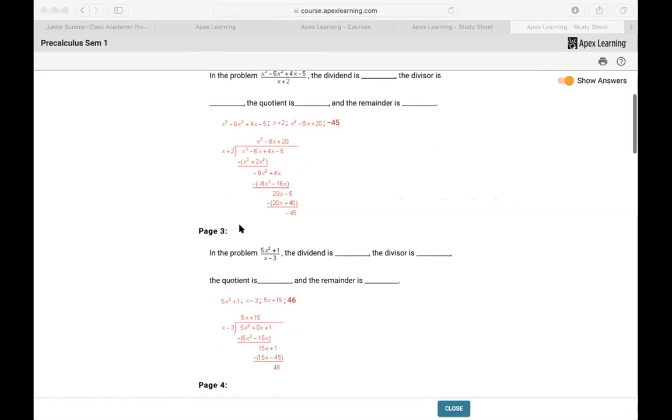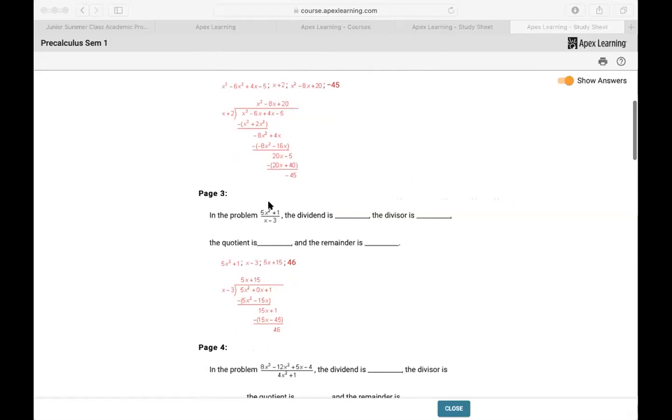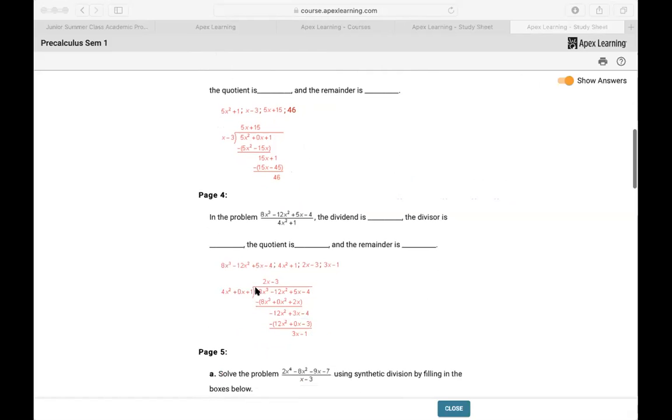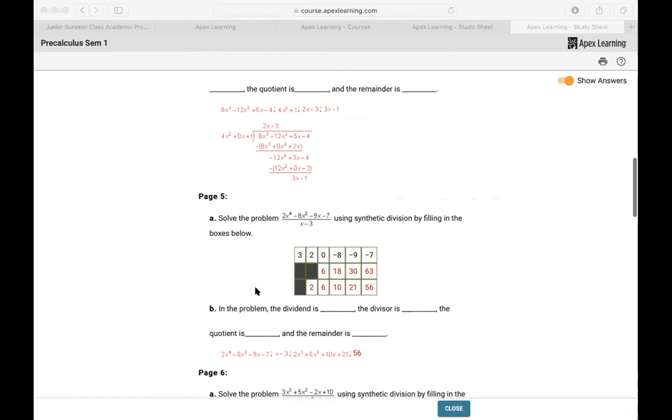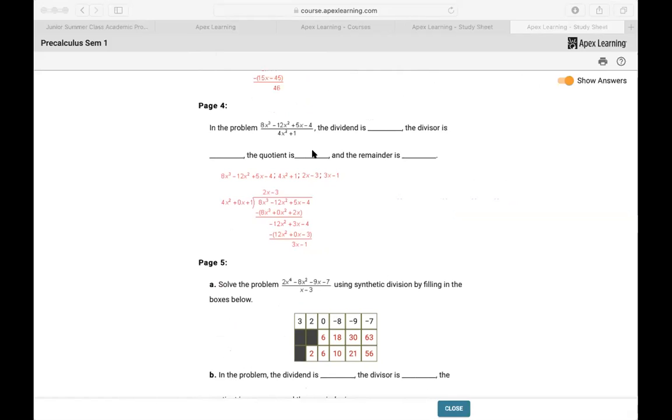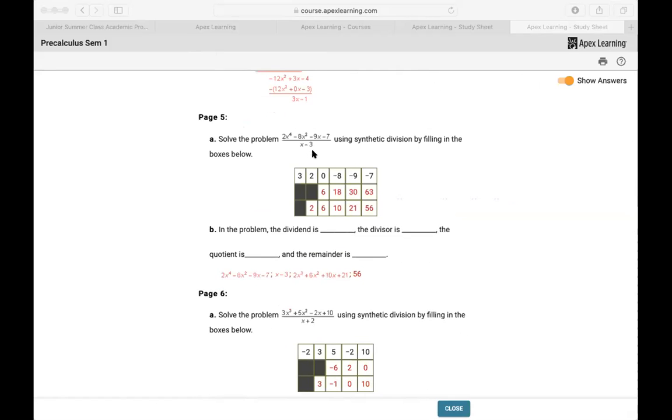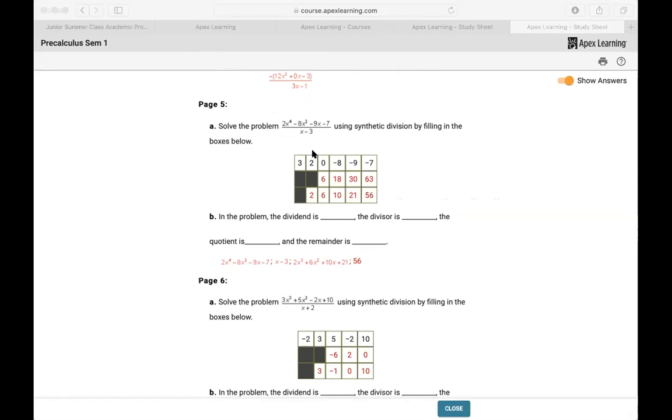Same thing here, except the only difference that we pointed out was that this was x squared and it was missing that x to the first term. So you have to add that in as a 0x. And this one again, you can try on your own, because I want to make sure we keep on pace here.